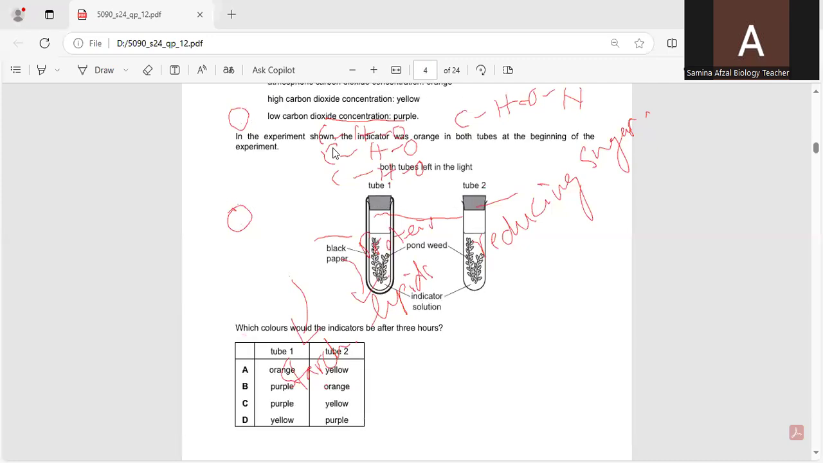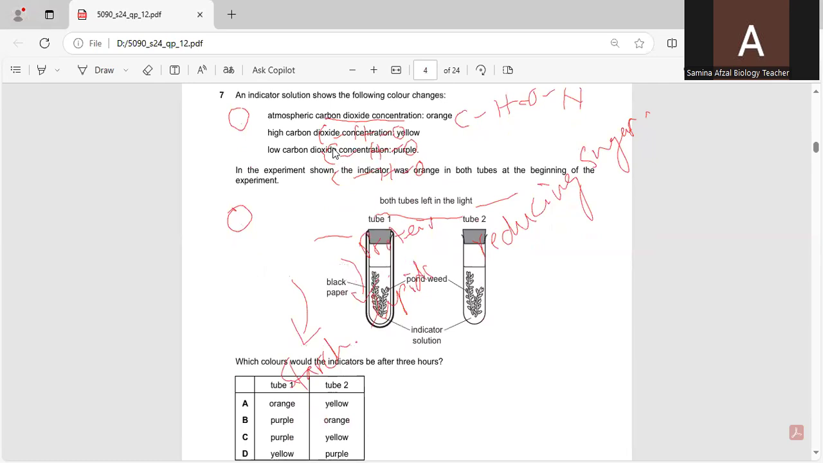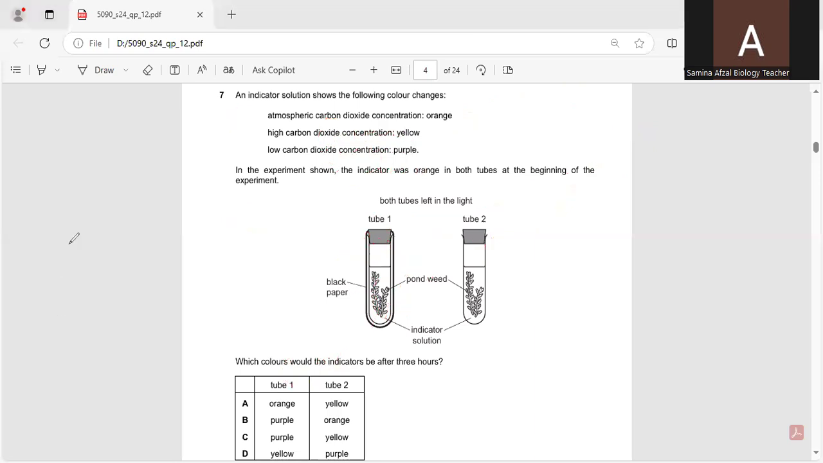Question number 7. In this question, an investigation or experiment is conducted. The indicator solution shows the following color changes. At atmospheric carbon dioxide concentration, the indicator will show the orange color. If there is a high concentration of carbon dioxide, then the color will be yellow, and at a low concentration of carbon dioxide, the color will be purple.